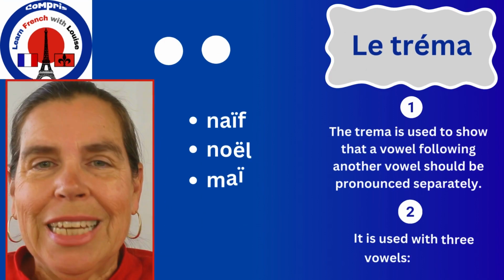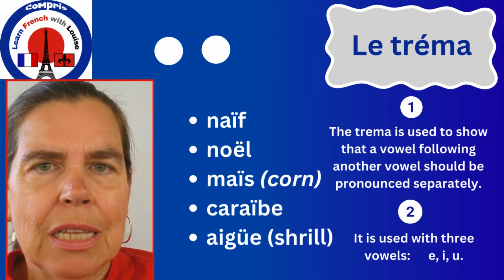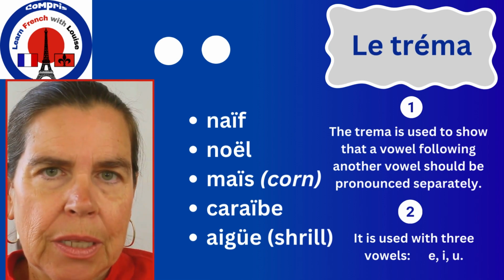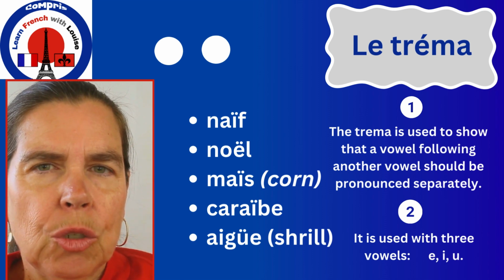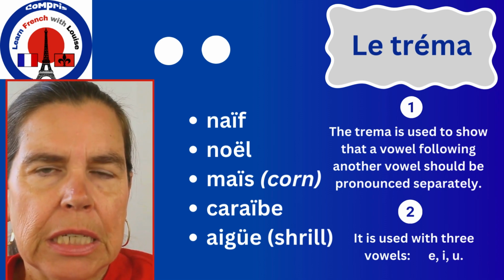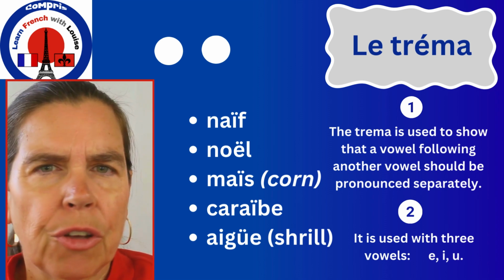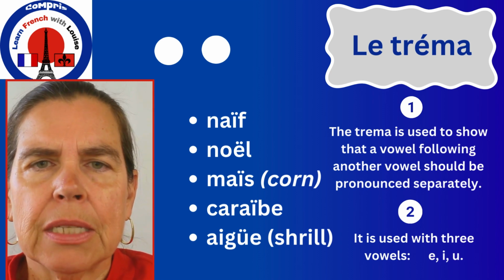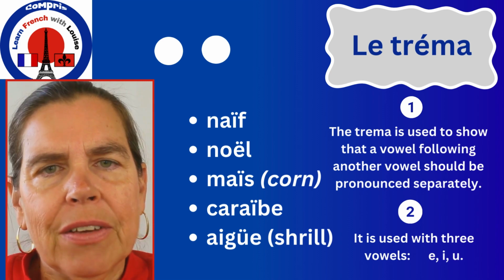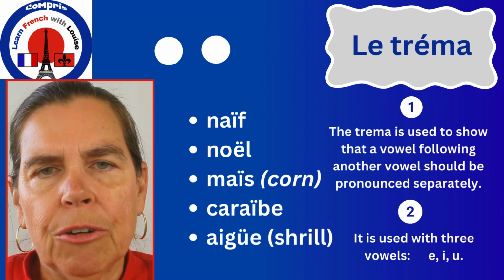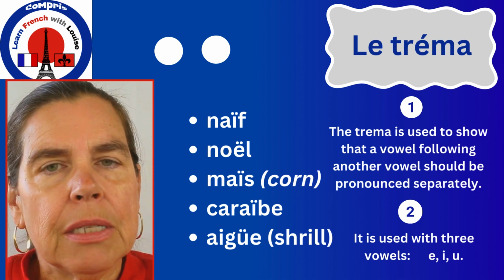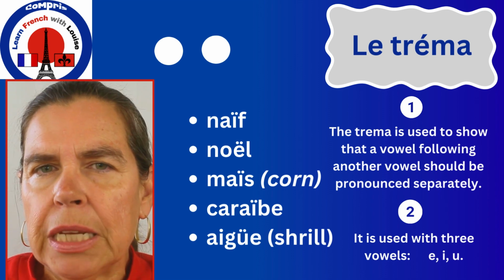Finally, we have le tréma. Les trémas are two dots that we put above the vowels E, I, or U. And the purpose of the tréma is to make sure that the sound of two vowels are distinctly pronounced. Usually when you have two vowels that follow each other, they drown each other out and one dominates. So the purpose is to make sure that we pronounce both vowels distinctly. I have 5 examples and we're going to go over them together. I will pronounce them with the tréma, and I'll show you what the word would sound like if we didn't have a tréma.